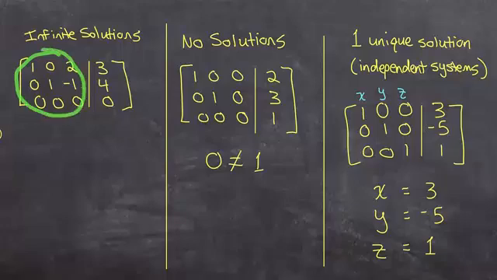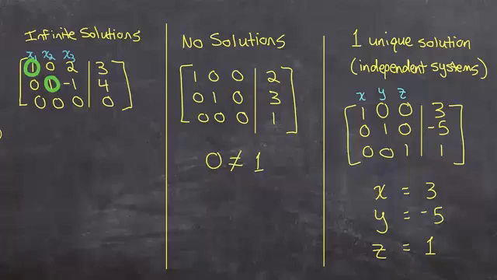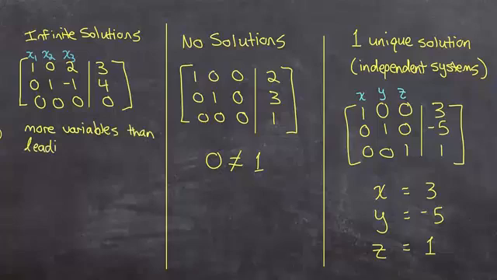Based on the coefficient part of this matrix, I can tell there are 3 columns, so there must have been 3 variables in the equations. I'll call them x1, x2, x3. But when I look at the number of leading ones in my matrix, I see there are only 2 leading ones, but there are 3 variables. When you have more variables than leading ones, we know there's going to be infinite solutions.